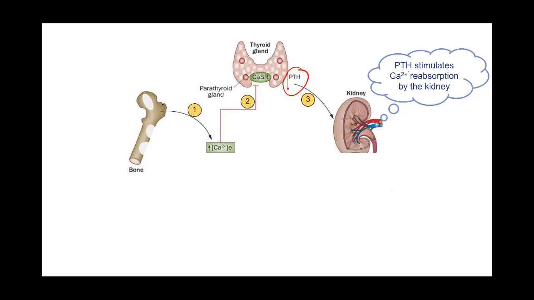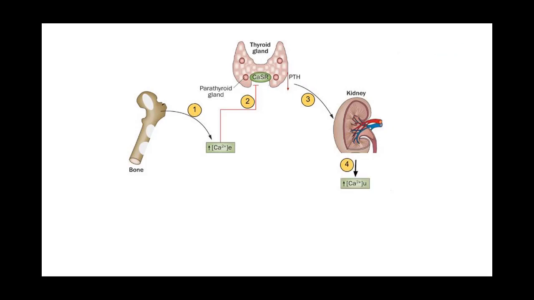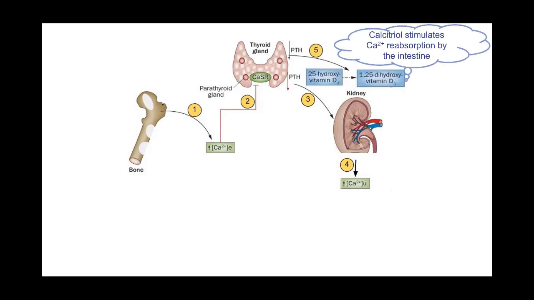Remember that parathyroid hormone normally stimulates calcium uptake by the kidney. And so if there's less PTH, there's going to be more calcium being peed out. Also, remember, parathyroid hormone normally activates vitamin D. So if there's less parathyroid hormone, there's less activation of vitamin D, and then there's less calcitriol.